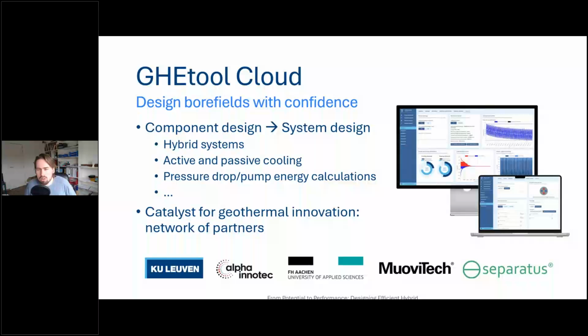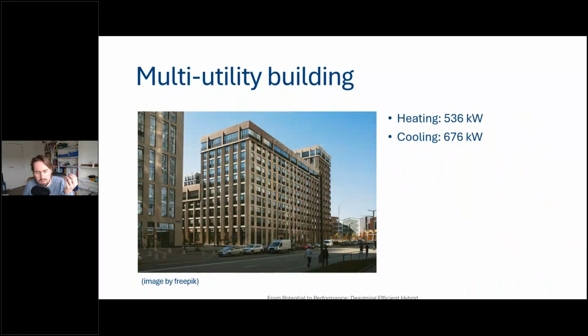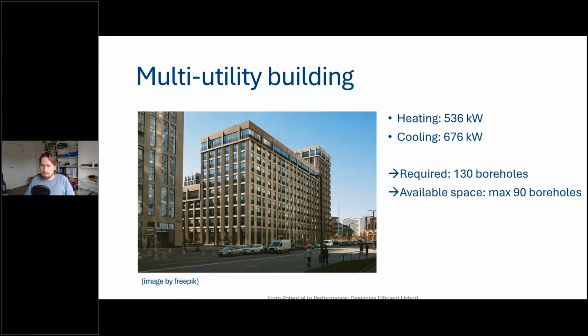So if we take a look again at the example I showed you before at this multi-utility building, where we know, well, we need 130 boreholes in order to fulfill the whole heating and cooling demand. But we find out that on a project side, there is only space for 90 boreholes. So let us now take a look how you as a designer can cope with this problem and use the methodologies from before to size your system to be able to deliver this.